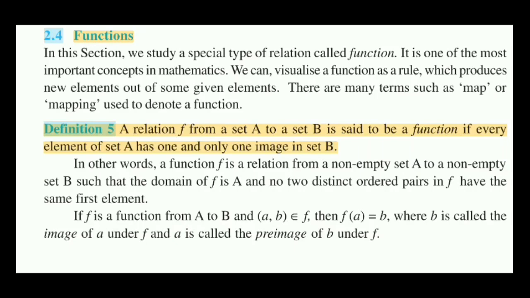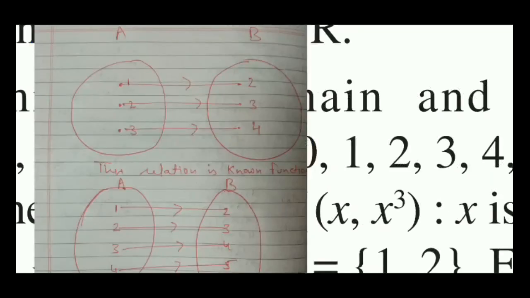Now see the definition of a function. A relation from a set A to B is said to be a function if every element of set A has one and only one image. Students, you can see which relation is said to be a function and which relation is not a function.